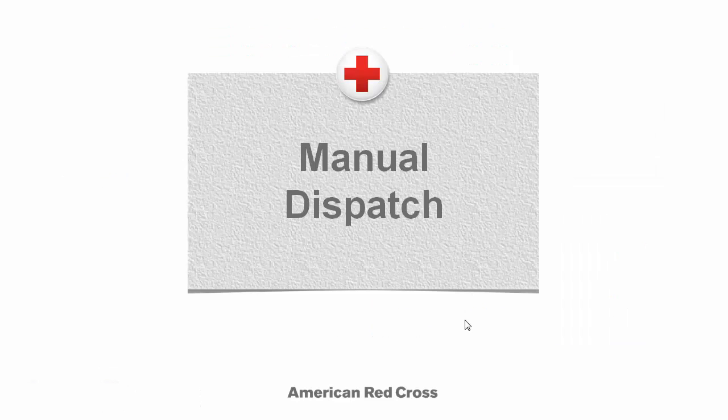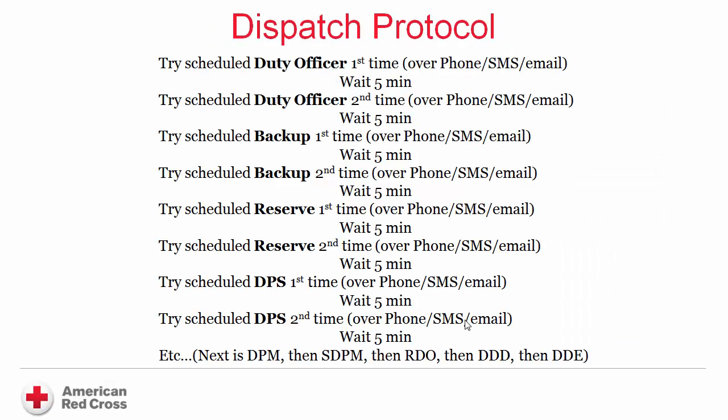Now let's talk about the manual dispatch process. The dispatch protocol is exactly the same. So as a dispatcher, you're going to call the duty officer, wait 5 minutes, try them again, wait 5 minutes, go to the backup, etc., down the list. So whether it's a manual or an automated process, nothing changes.